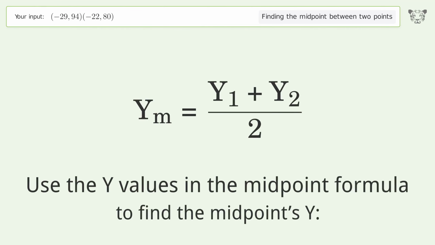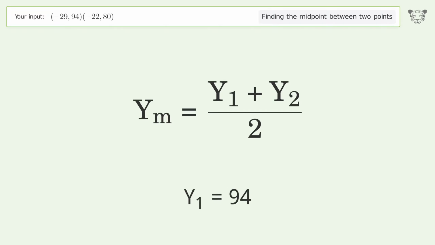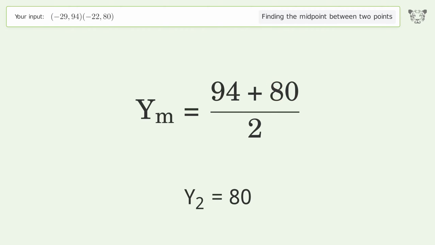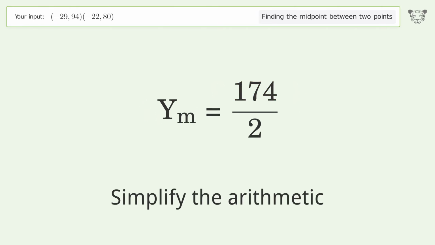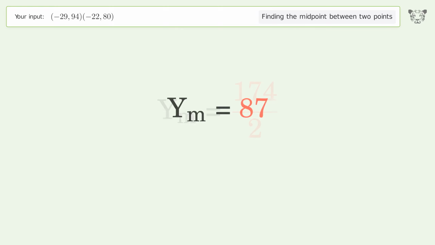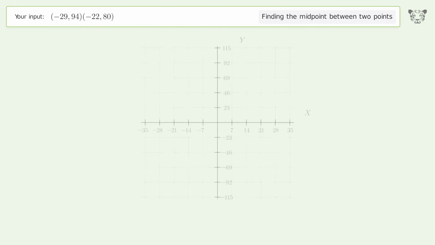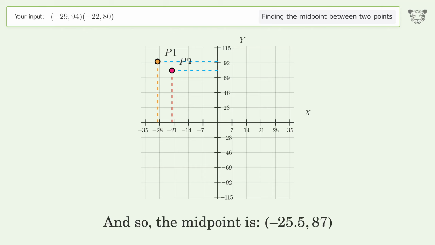Use the y values in the midpoint formula to find the midpoint's y. y1 equals 94. y2 equals 80. Simplify the arithmetic. And so, the midpoint is negative 25.587.